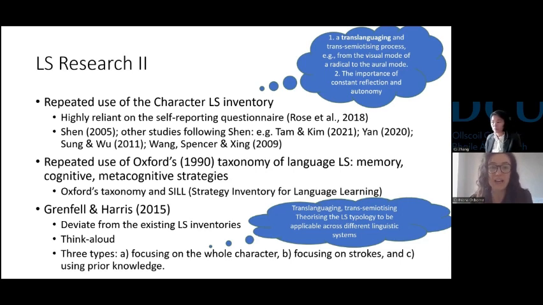There are 3 types that they have found, such as focusing on the whole character, focusing on strokes, and then using prior knowledge. So what really comes about from this slide is that the translanguaging and transsemiotizing process from the visual mode of the radical to the aural mode should be considered. And there is an importance of constant reflection and autonomy we need to consider. Translanguaging, transsemiotizing, and theorizing the LS typology should be applicable across different linguistic systems. So I've spoken about this character learning strategy inventory. Let's take a look and see what some of these are.